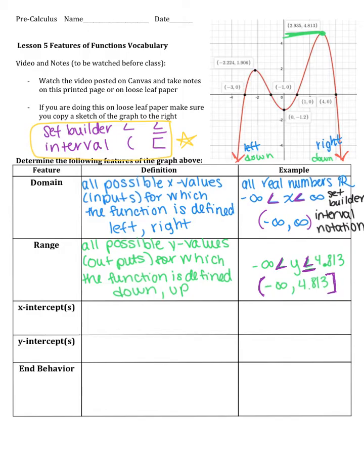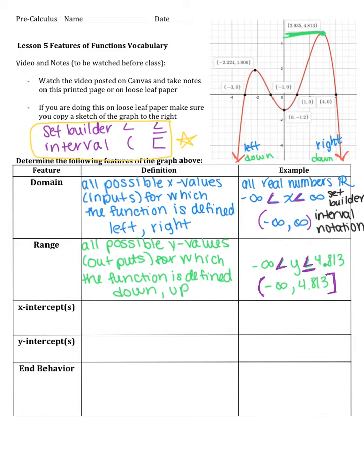In interval notation, make sure you always use the smaller of the values of your interval first, and the larger value second. And just decide if it's parentheses or bracket based on if that interval includes that value or not. That's it for interval notation and domain and range. Now let's look at intercepts.